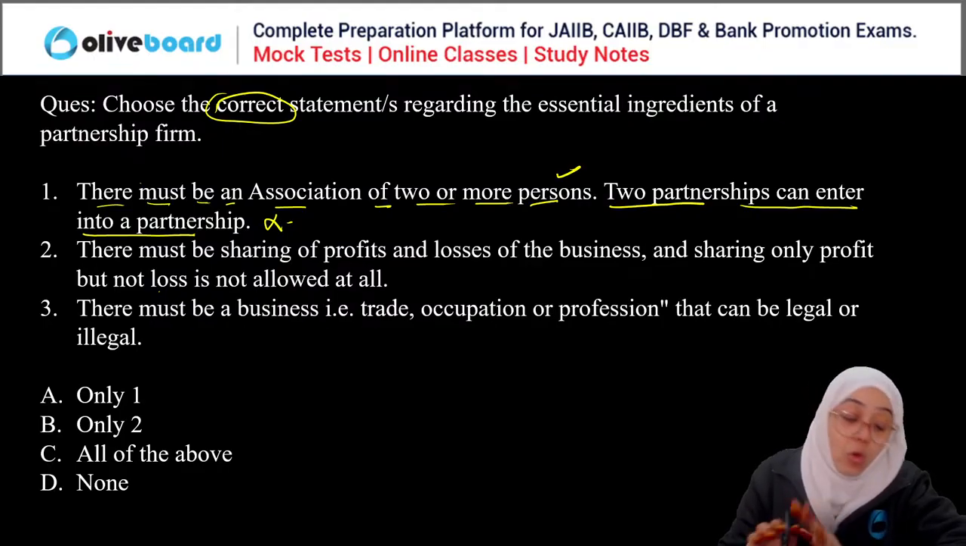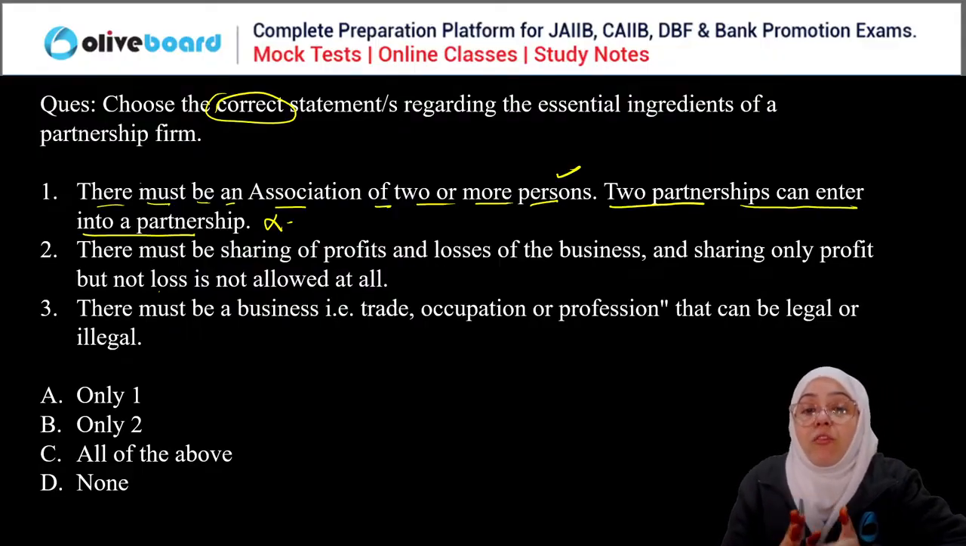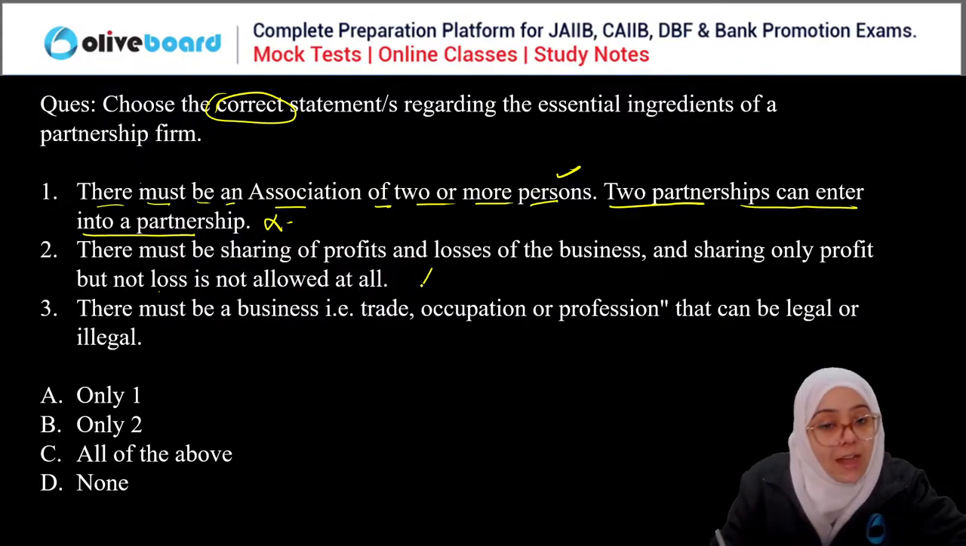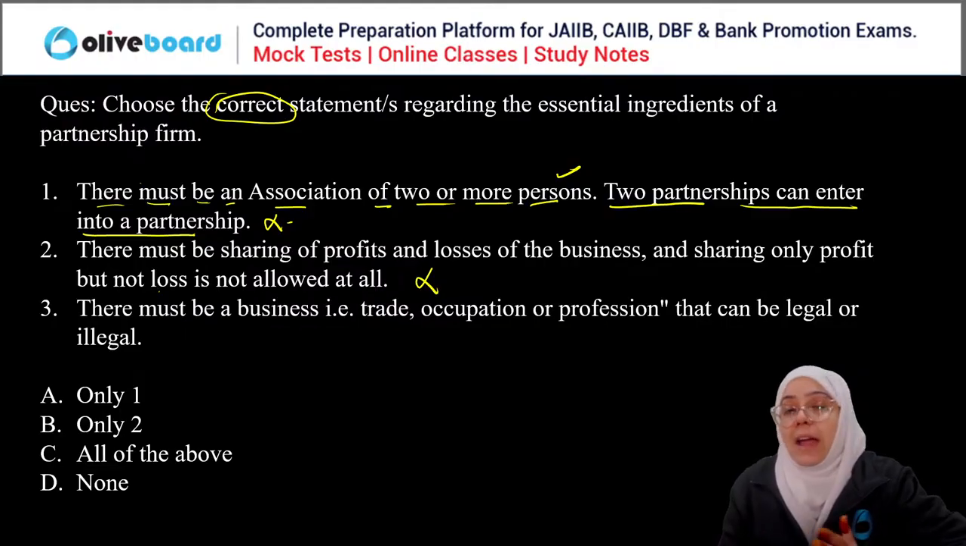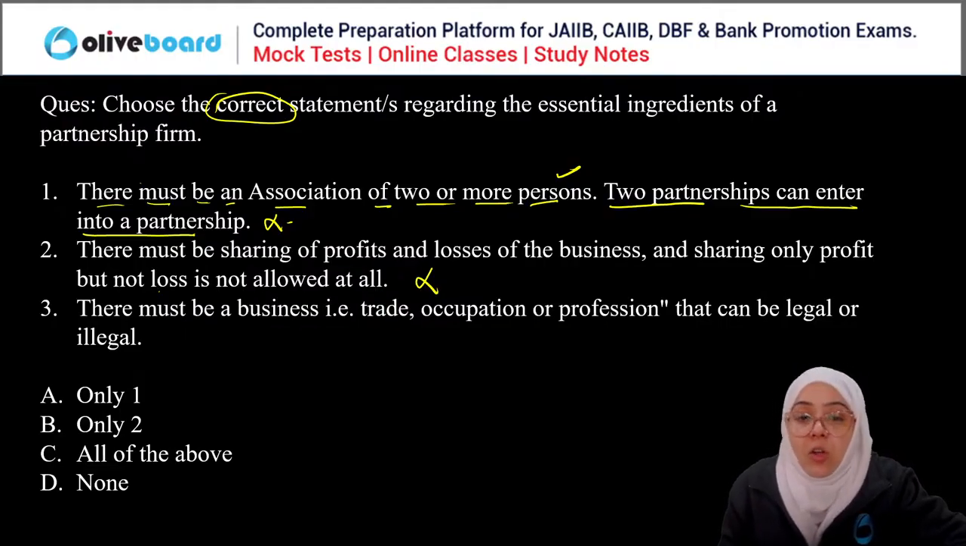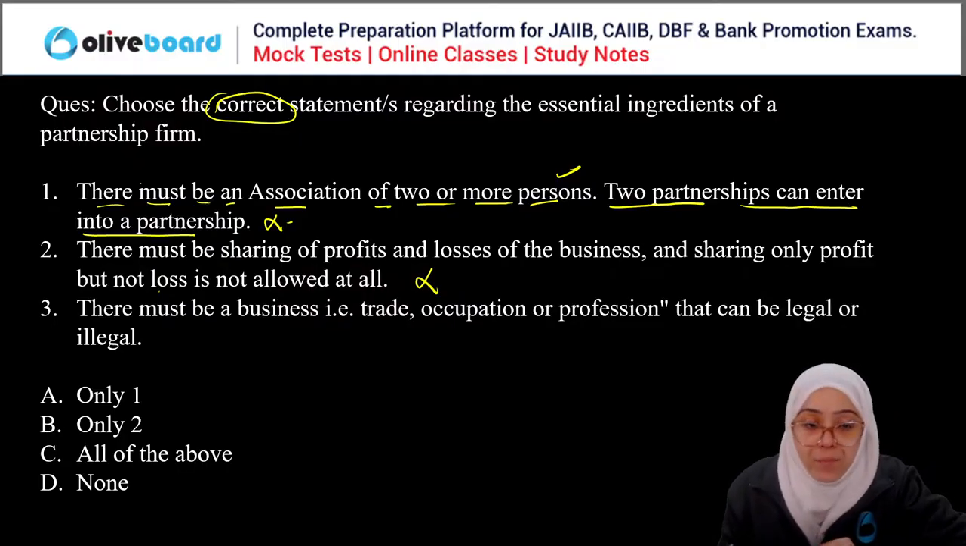And so the first is wrong. If you are saying A is correct, no. Two partnerships cannot enter into a new partnership. I have already explained this to you in detail in the class. There must be sharing of profit and loss of the business, and sharing only profit and not loss is not allowed at all. That is also false. You can do either way, sharing profit and loss both, or sharing only profit, not loss. That can also be the ingredient of a partnership firm.